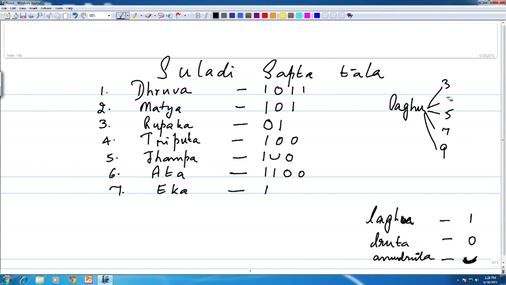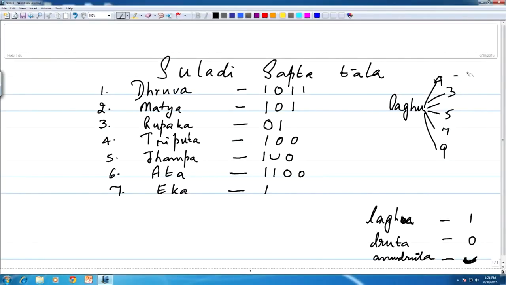Though usually we say 4 first and then 3. That is how it is. And these are what are called jatis. So when you have a count of 4, this is called chatushra jati. This is called tishra jati. This is called khanda jati. This is called mishra jati. This is called sankirna jati.